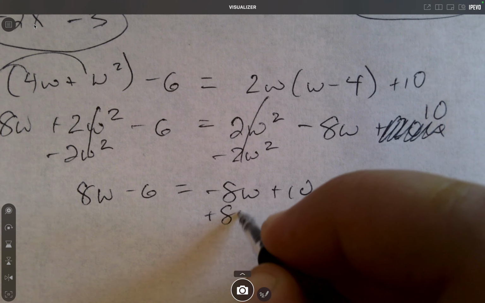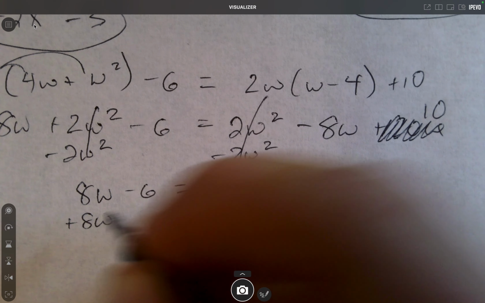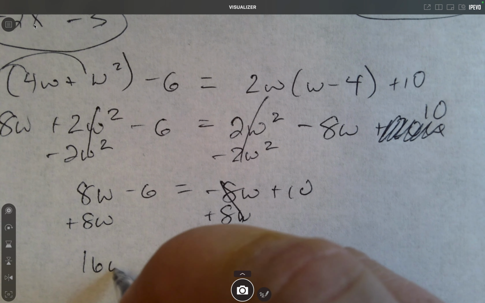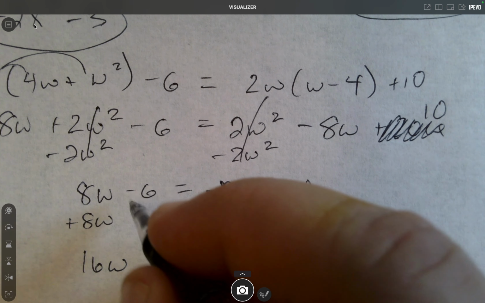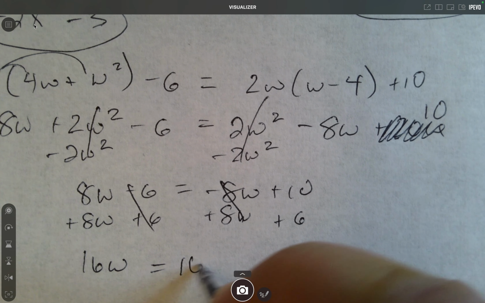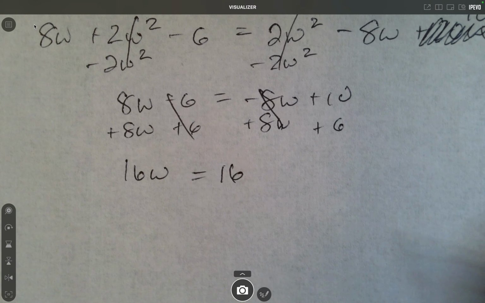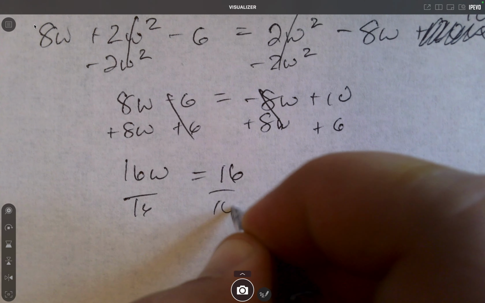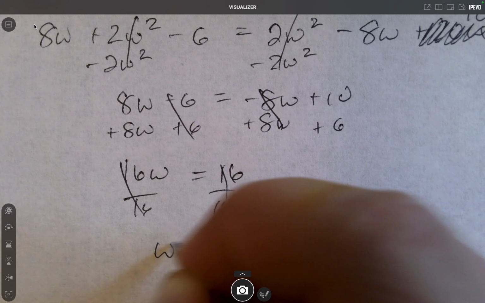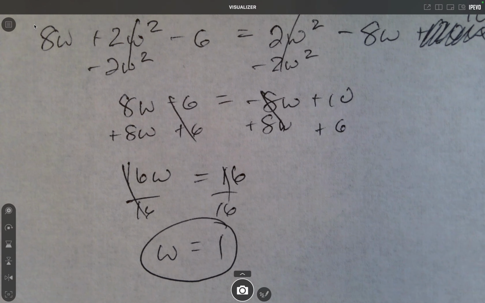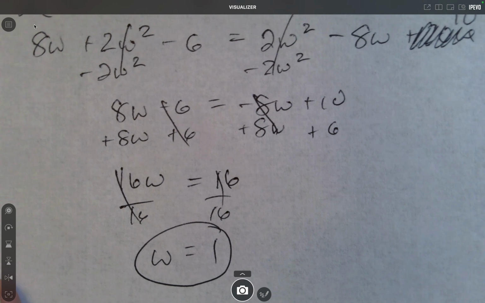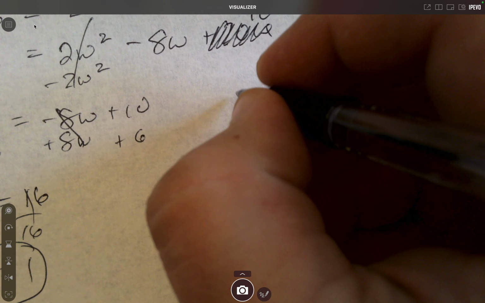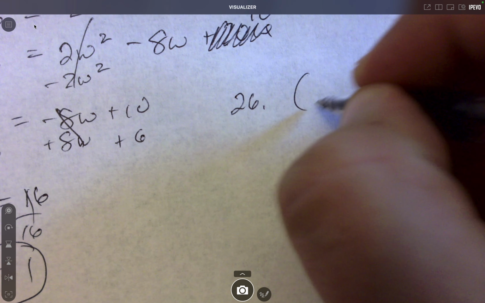Now let's add 8w over to this side. And let's add the 6 over to this side. So then we divide by 16, and we get w equals 1. Because anything divided by itself is equal to 1. For 26, we are foiling.